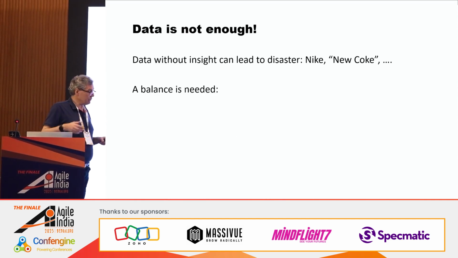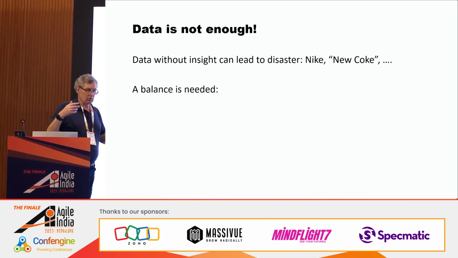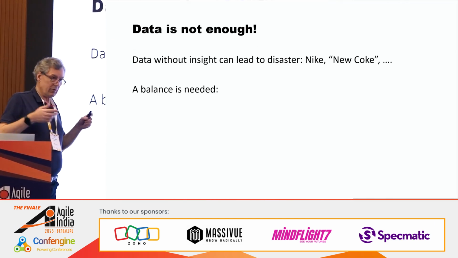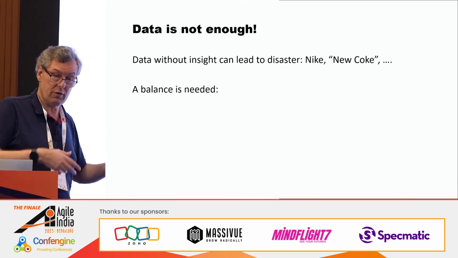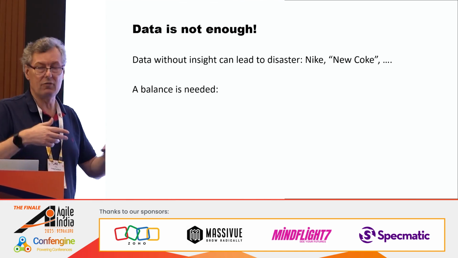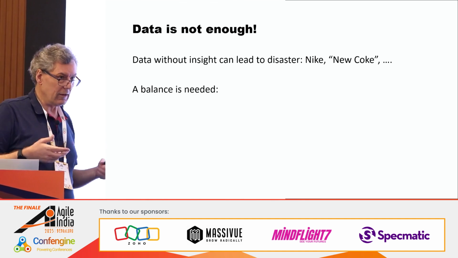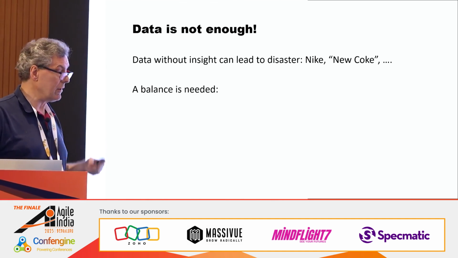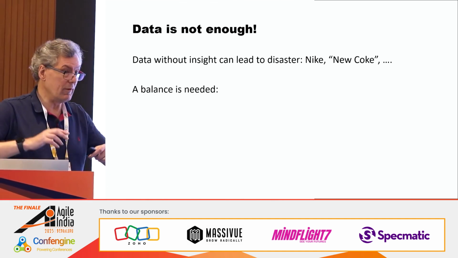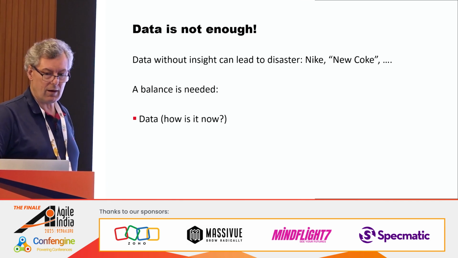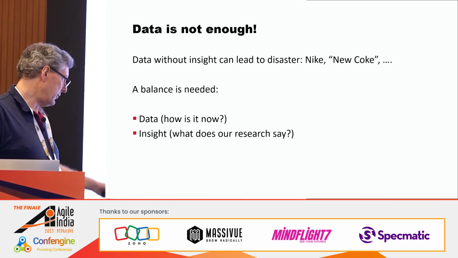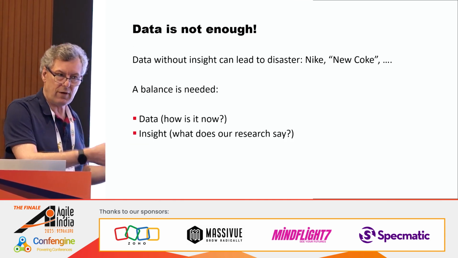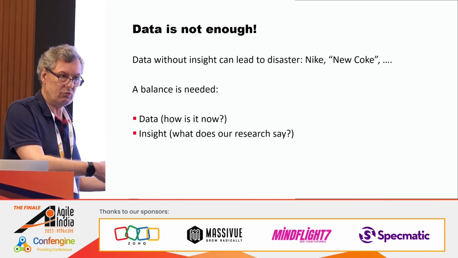We do live in a world where there's now lots of data and lots of analytics, but we saw with Nike and also New Coke, that disaster, they did lots of research, it turned out to be a failure. Data itself is not enough. And this is really important in the AI age, where we can get lots of data, but we need a balance. The data tells us how it is now. The insight tells us how we should evaluate that and what that data really means.